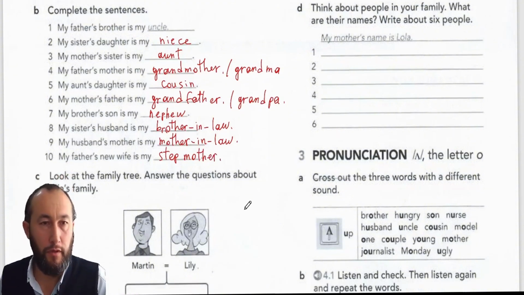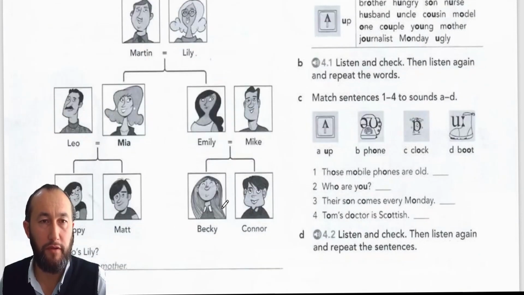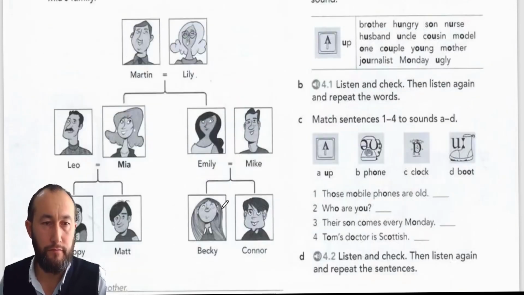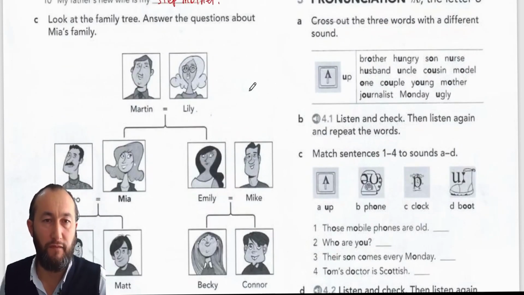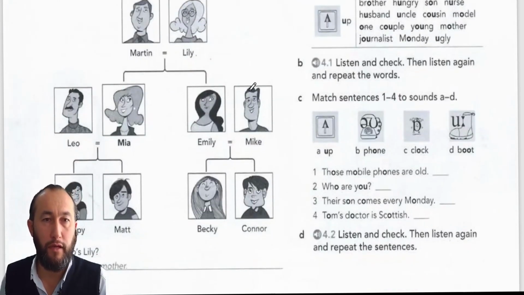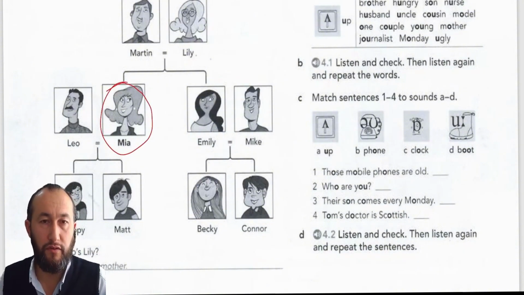That's it. C, the family tree, as you can see. Answer the questions about Mia's family. All right, so that is Mia's family. Where's Mia? Mia is here. There you go. So we need to describe the family tree for Mia.